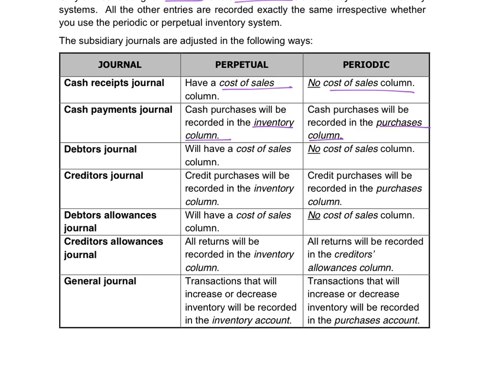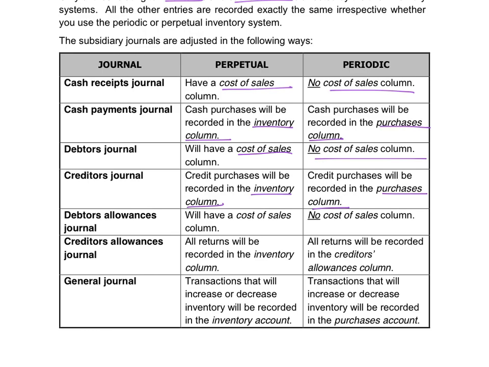Debtors journal, in the perpetual system, we will have a cost of sales column because every time goods are sold, you have to do two double entries, one at sales price and one at cost price. In the periodic system, there will be no cost of sales column. In the creditors journal, credit purchases are recorded in the inventory column. Because you don't use your inventory account in the periodic system, it will be recorded in the purchases column.